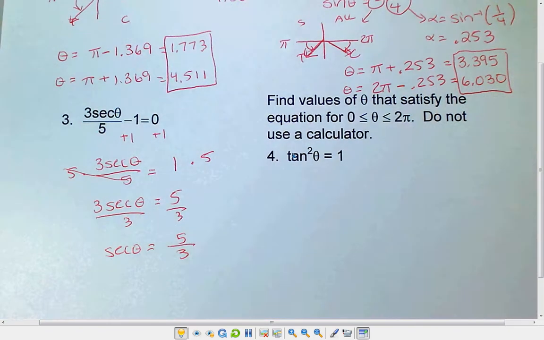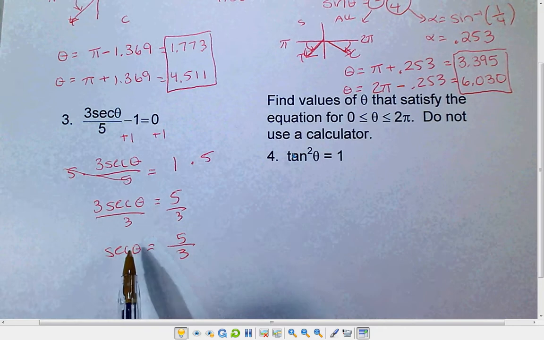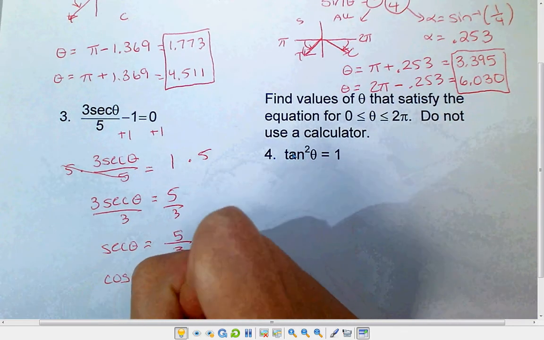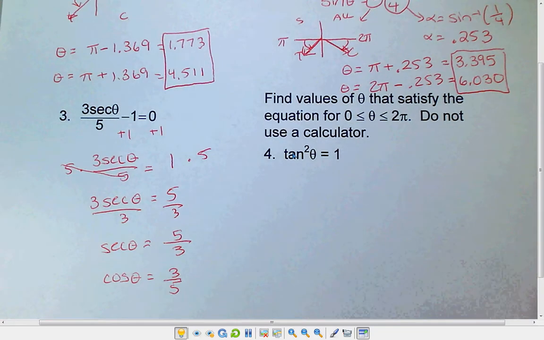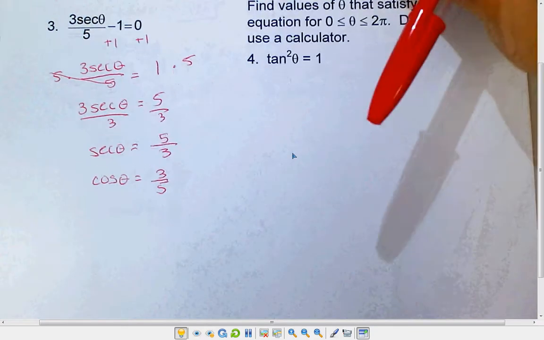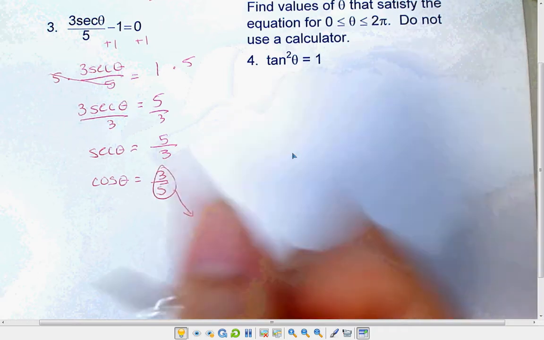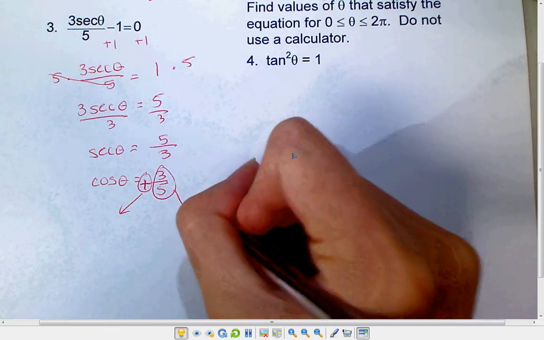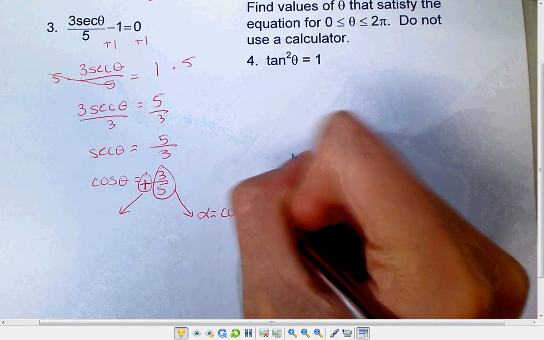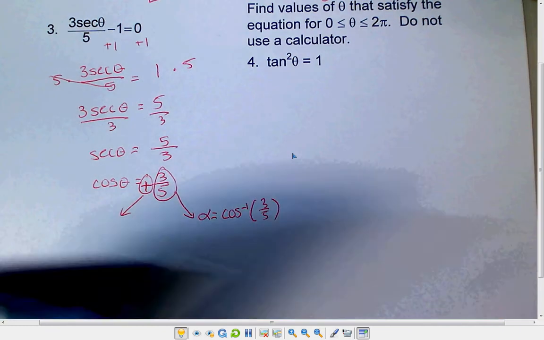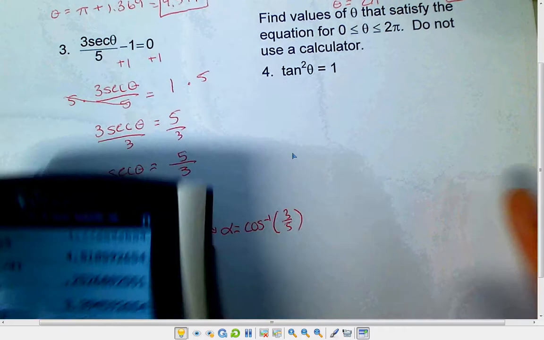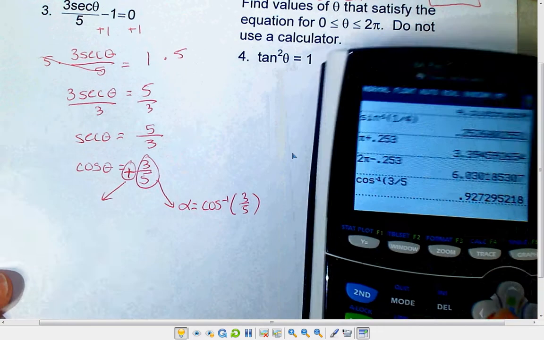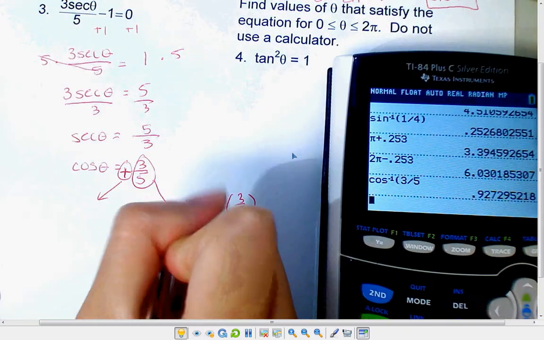And now, just like before, we cannot use secant because it's a reciprocal. So we're going to have to turn it into cosine and flip our fraction. Once we have it as cosine, we're again going to split into 2 parts. This is a positive. So we're going to use our calculator to find secant inverse of 3/5, which is 0.927.